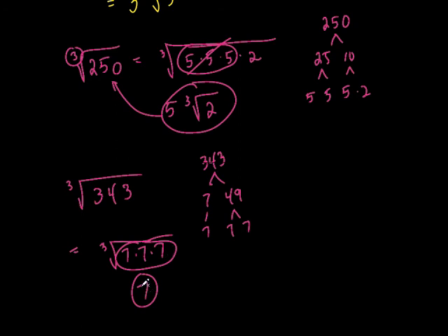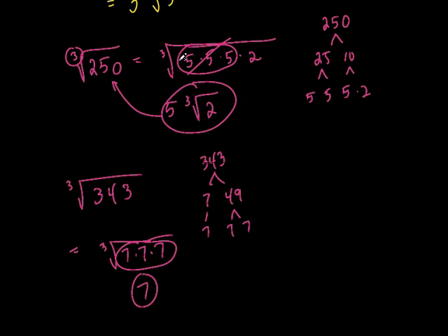Because the question is, when it says the cube root of this, what number times itself 3 times is equal to 343? Well, 7 is, right? If I take 7 and multiply it by itself 3 times, I'm going to get 343. So the number is 7. It's not 7 cubed. It's just 7, right?